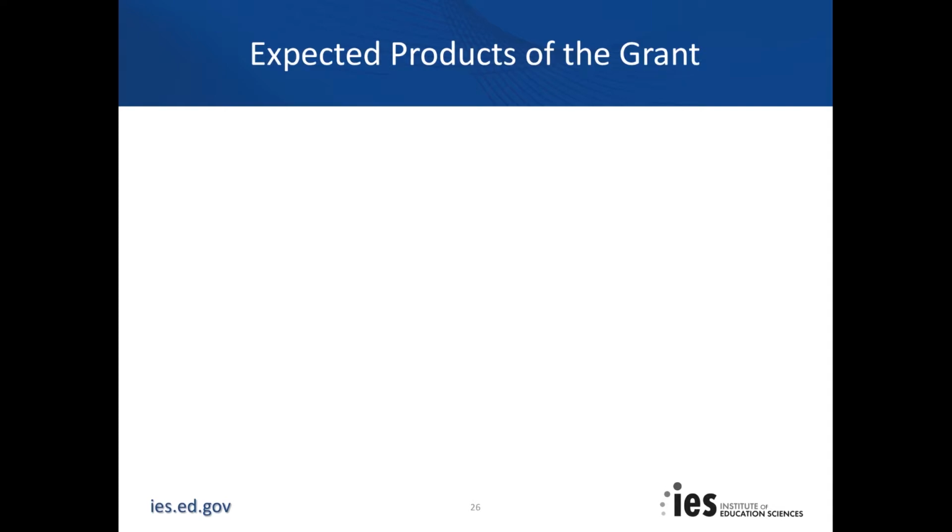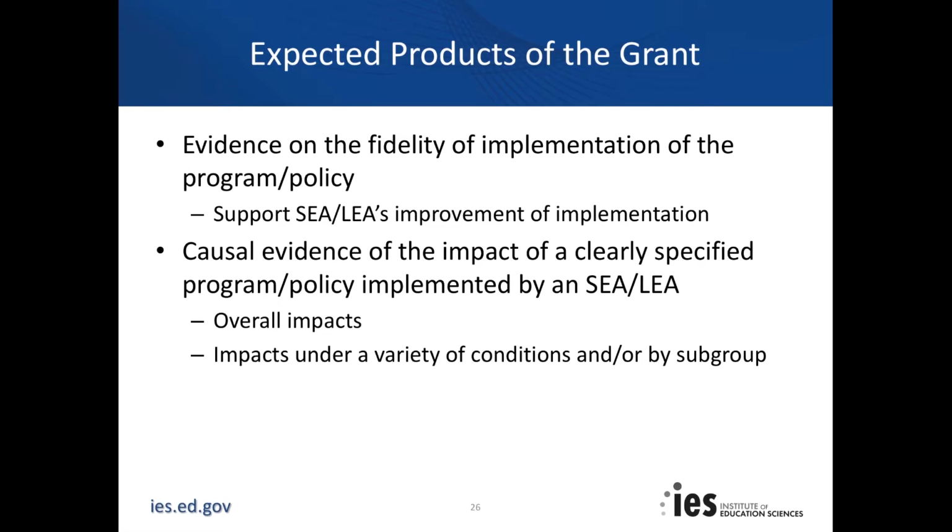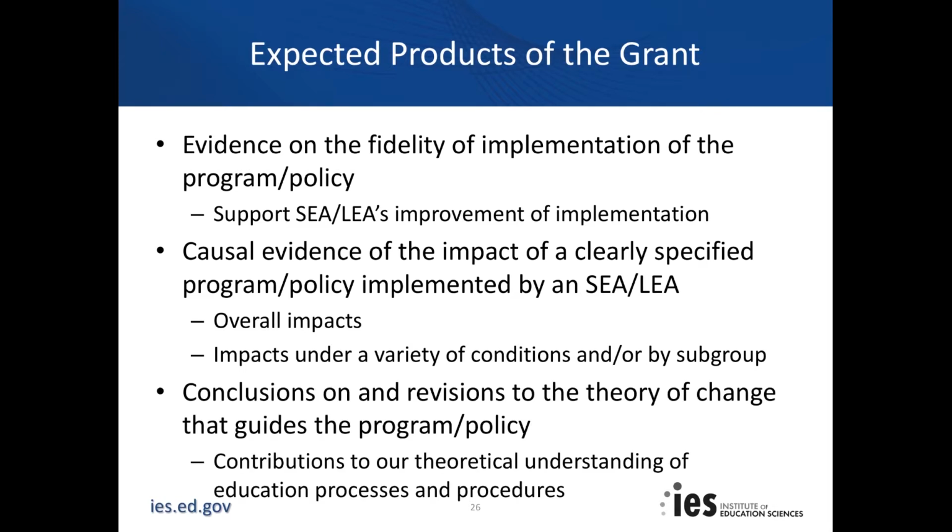IES expects certain products to come out of the grant, primarily the evidence on the fidelity of implementation of the program or policy so that the state or district can improve implementation, the causal evidence of the impact of the program or policy on student educational outcomes, both overall impacts and impacts under a variety of conditions or by subgroup. And then there may be conclusions on and revisions to the theory of change that guide the program or policy. And these will contribute to our understanding of educational processes and procedures and how to develop and implement future education interventions.